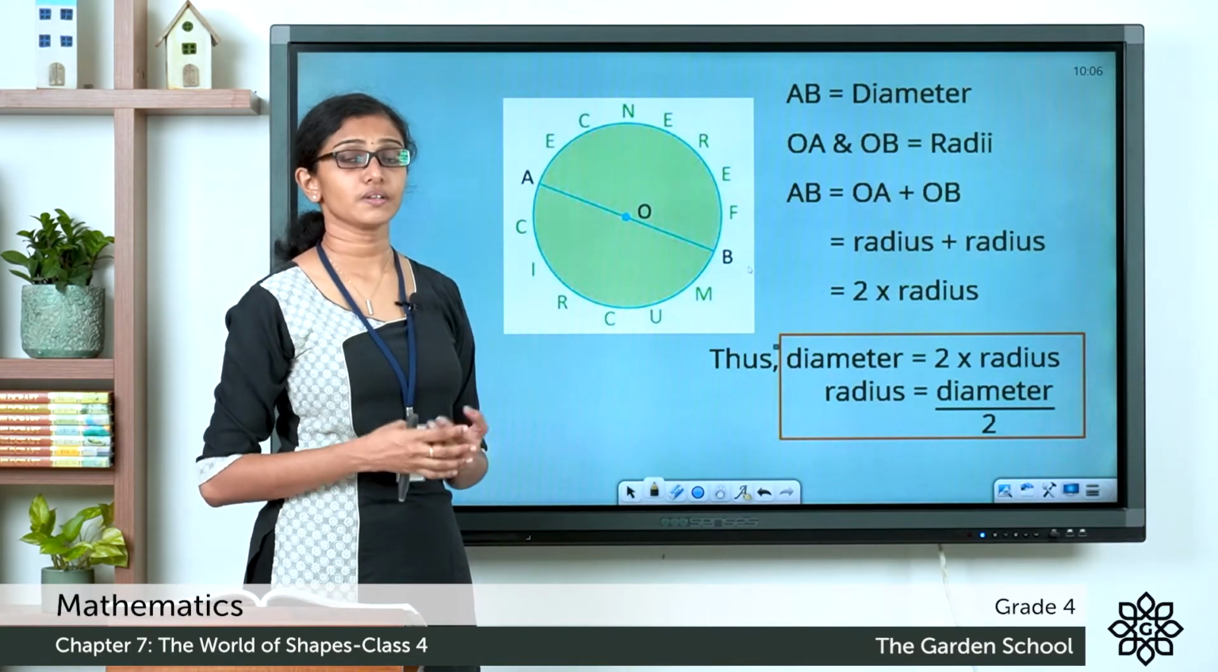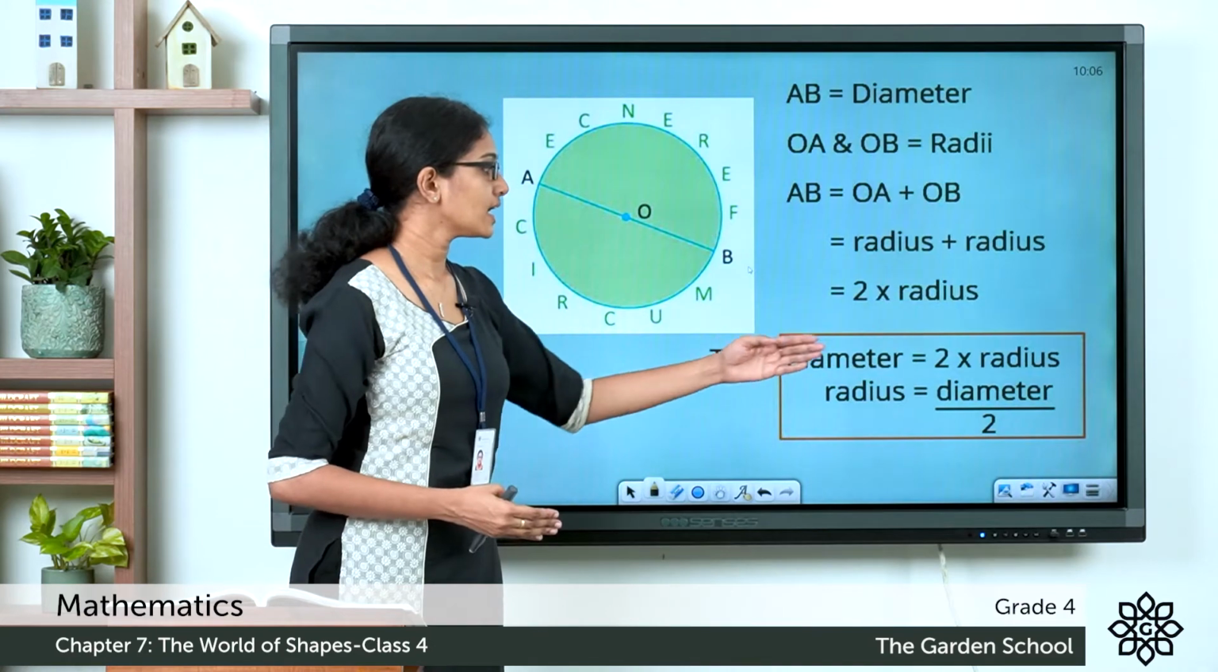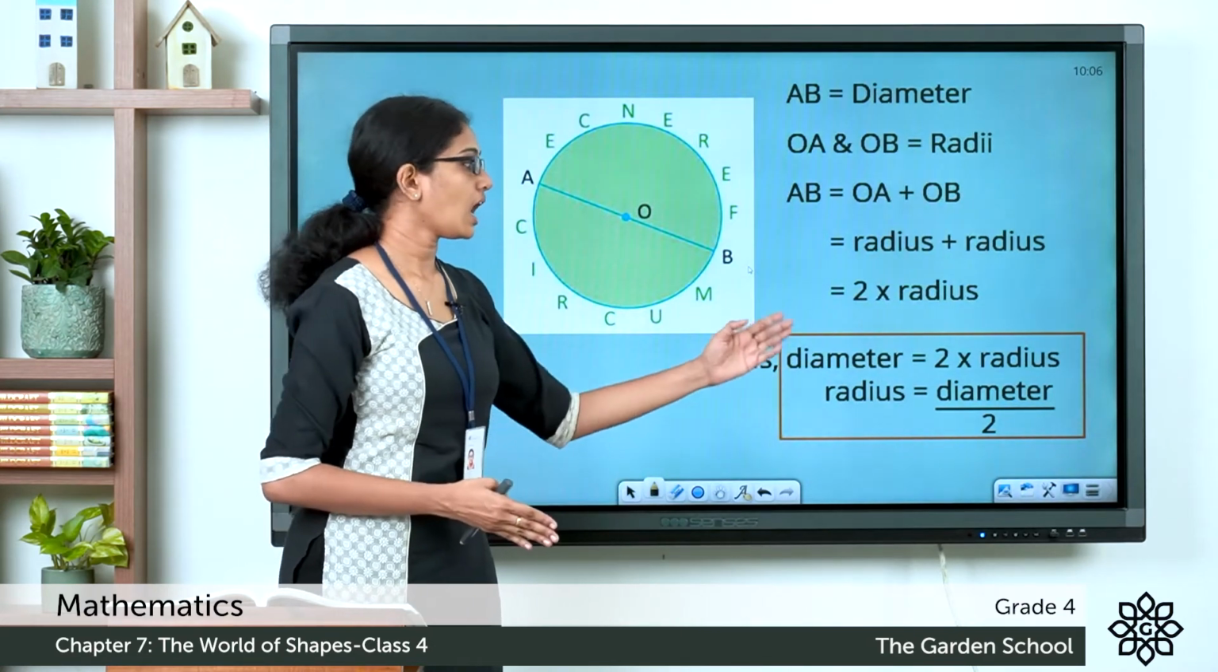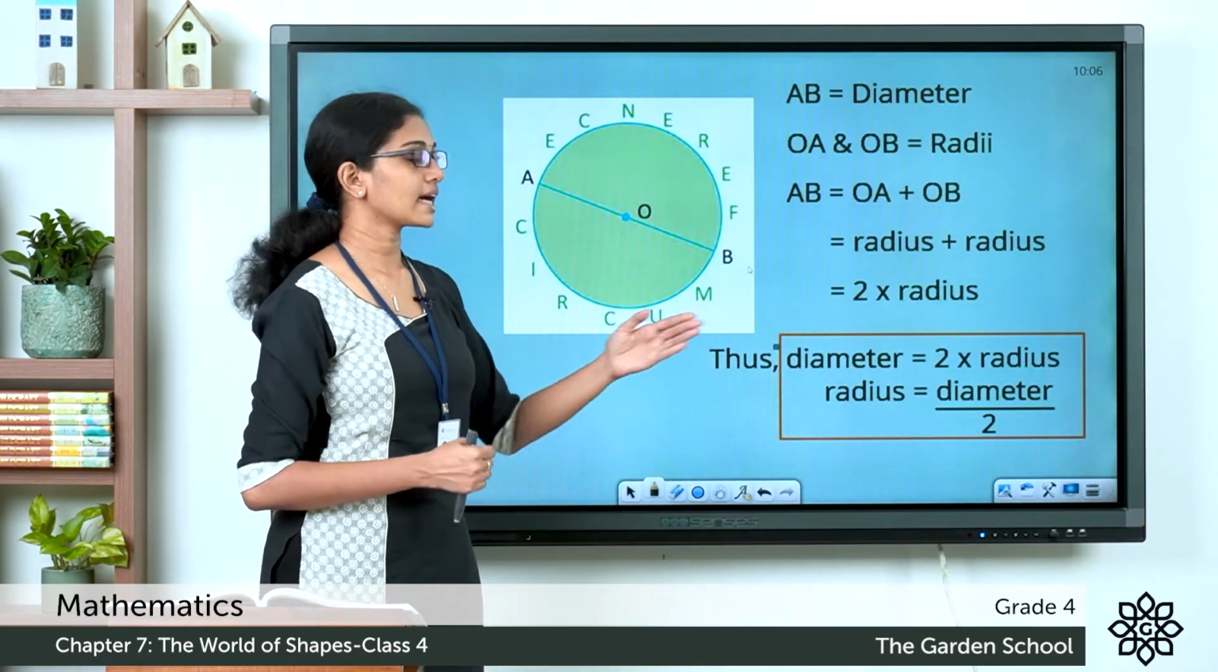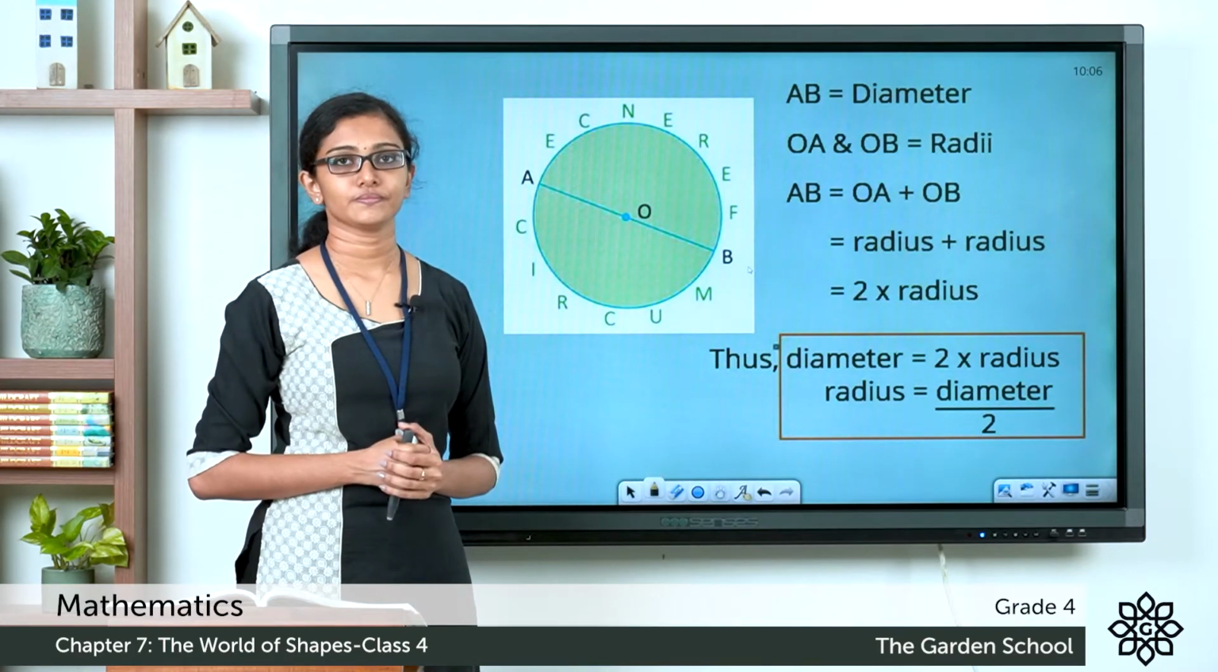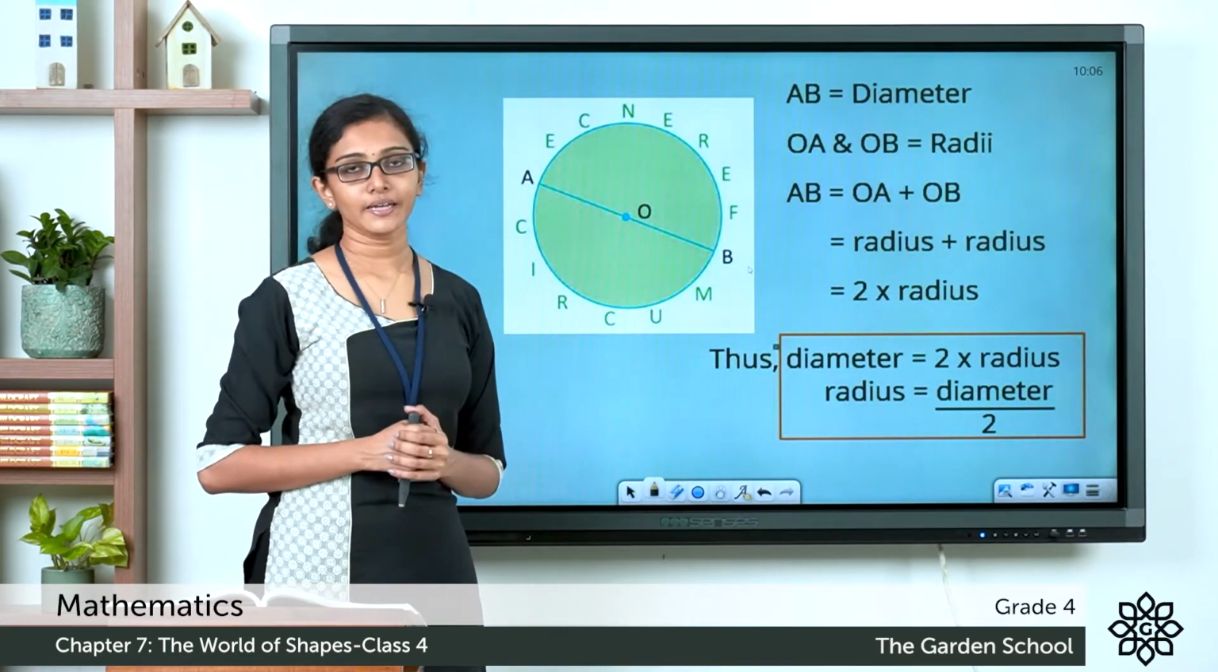of a circle. If that is the case, we can also write the radius of a circle is half the diameter, or the diameter divided by 2. Clear? You can keep this in your mind.